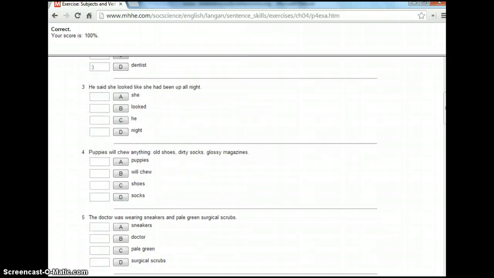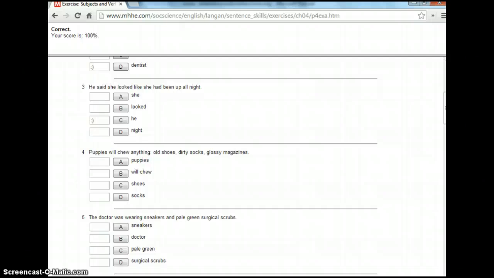Let's try 3 more. He said she looked like she had been up all night. Who said? He said. He is your full subject. Said is your verb. The object is the she. It's about her. Up all night would be your prepositional phrase.